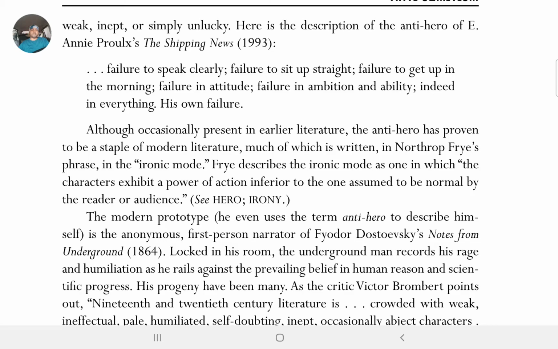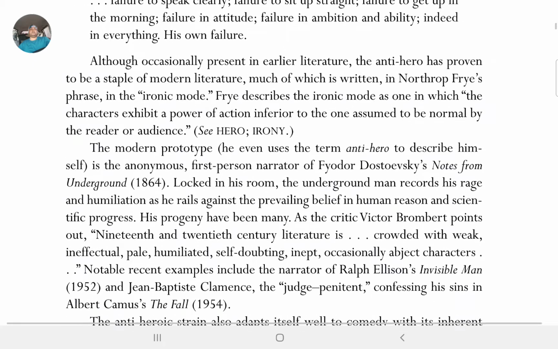Although occasionally present in earlier literature, the anti-hero has proven to be a staple of modern literature, much of which is written in what Northrop Frye calls the ironic mode. Frye describes the ironic mode as one in which the characters exhibit a power of action inferior to the one assumed to be normal by the reader or audience. In the modern prototype, we have the first-person narrator of Fyodor Dostoevsky's Notes from Underground, 1864, locked in his room. The underground man records his rage and humiliation as he rails against the prevailing belief in human reason and scientific progress.